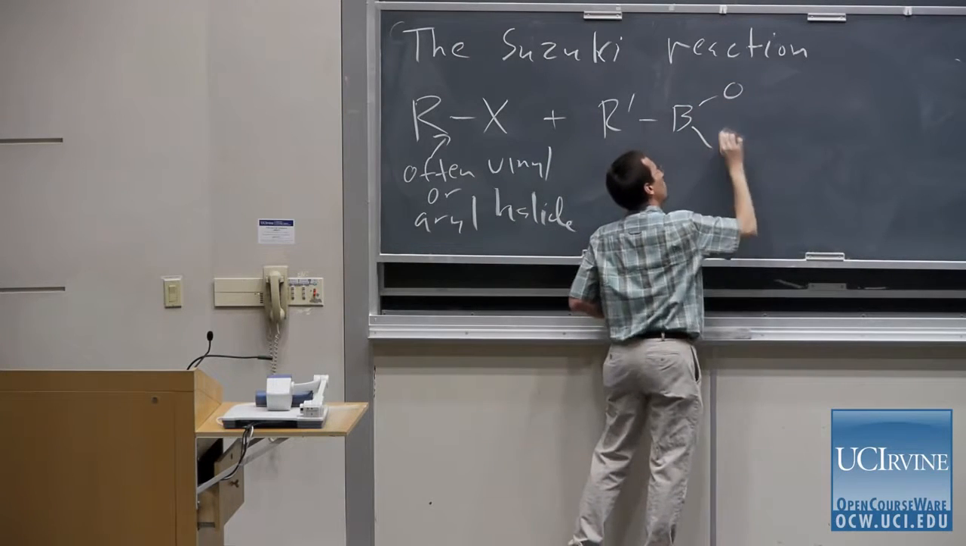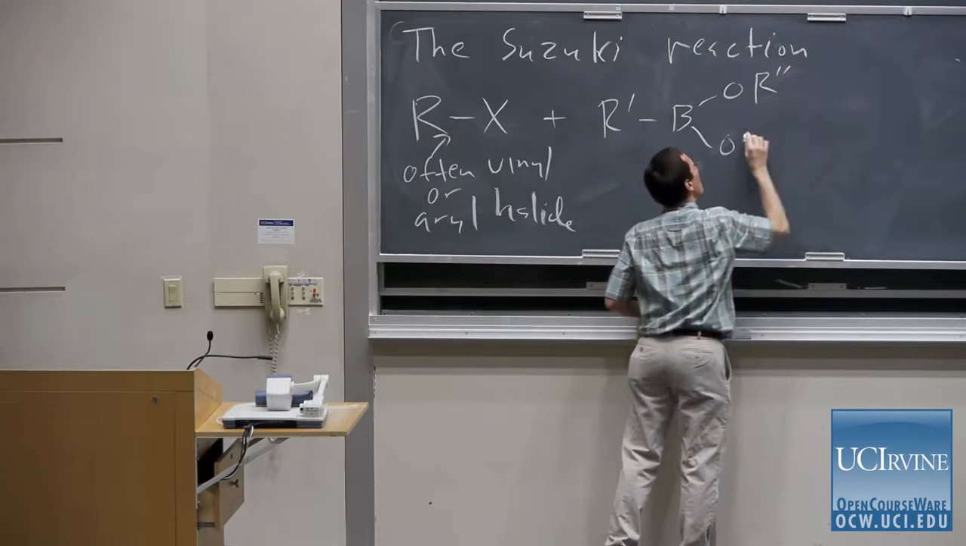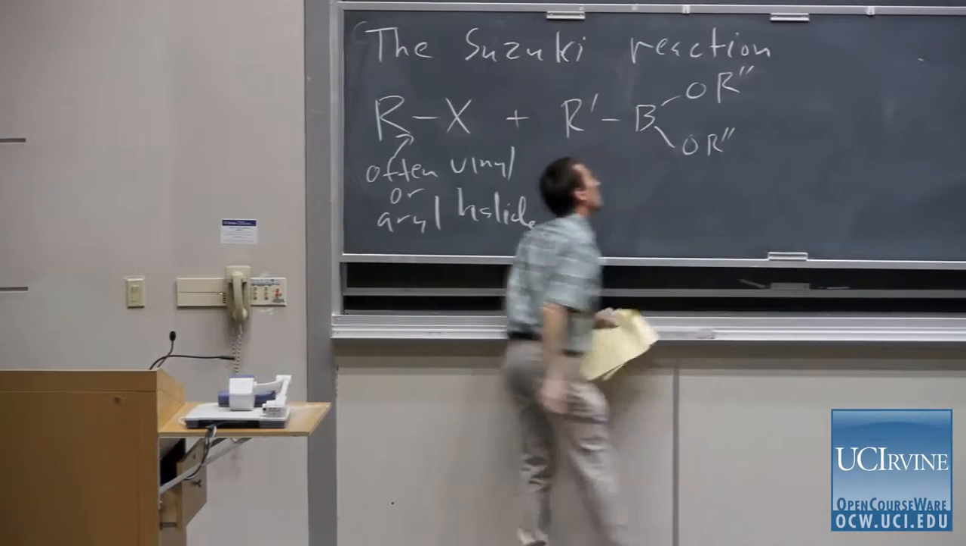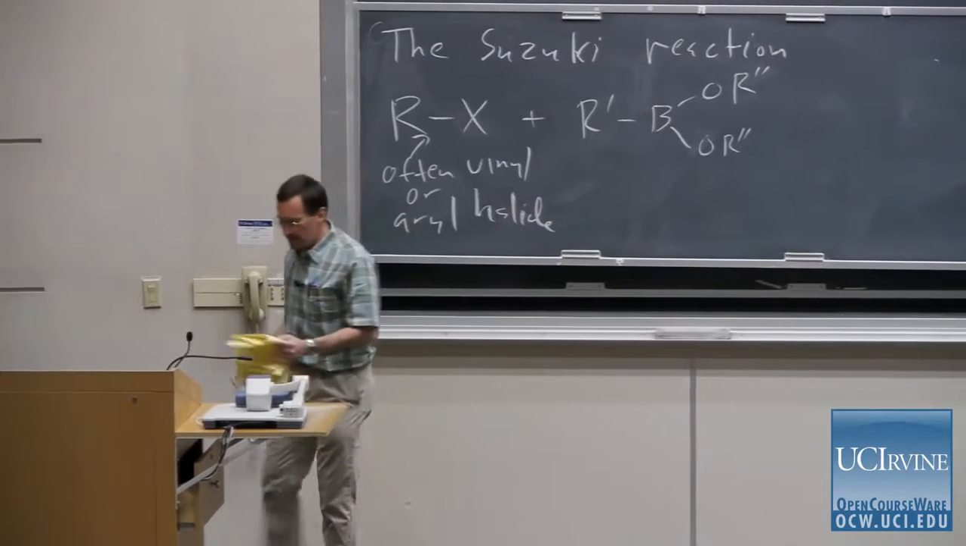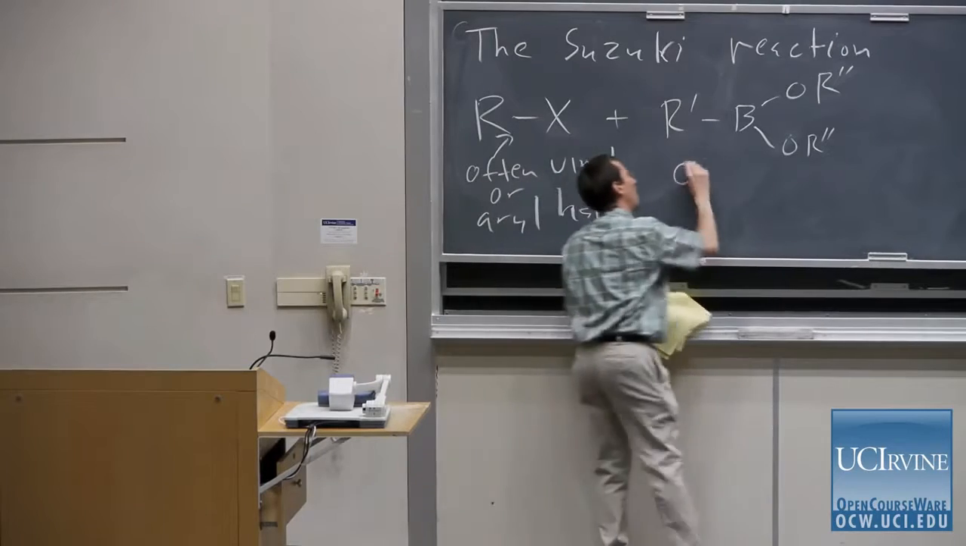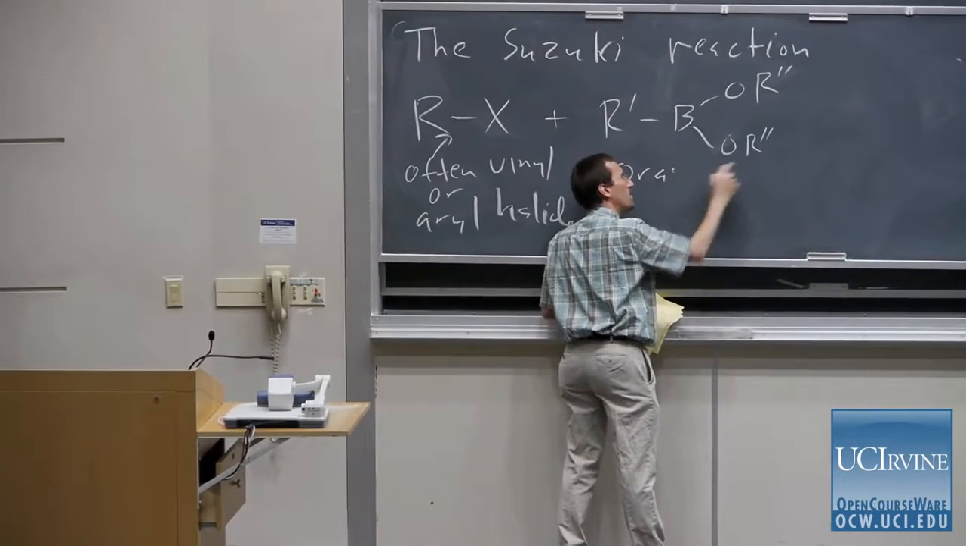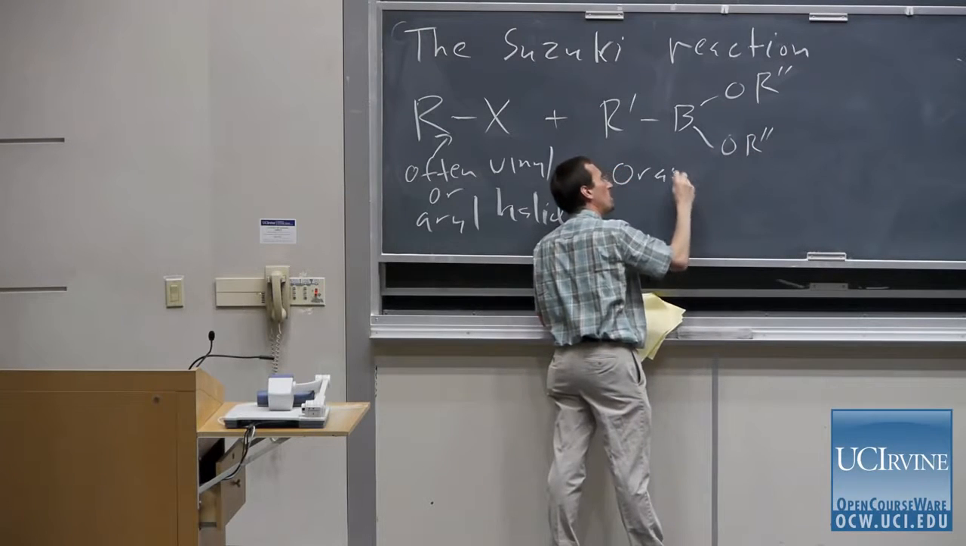And typically, the boron has a couple of oxygens on it. I'll call these OR prime groups. We're not going to get into all the details. I'll show you one later on. This is an organoboron compound that's called a boronic ester or boronic acid, depending on whether there are alkyl groups or OH groups.